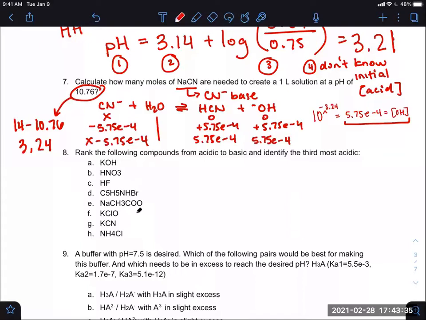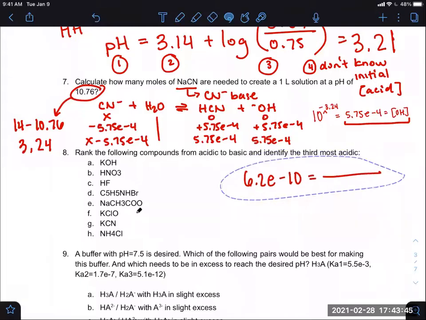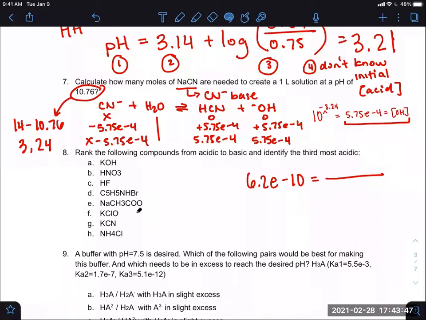Now we can just use the Ka value, which is 6.2. Do products over reactants, over x minus 5.75 e negative 4. And we just do some algebra, and eventually we will get our answer.